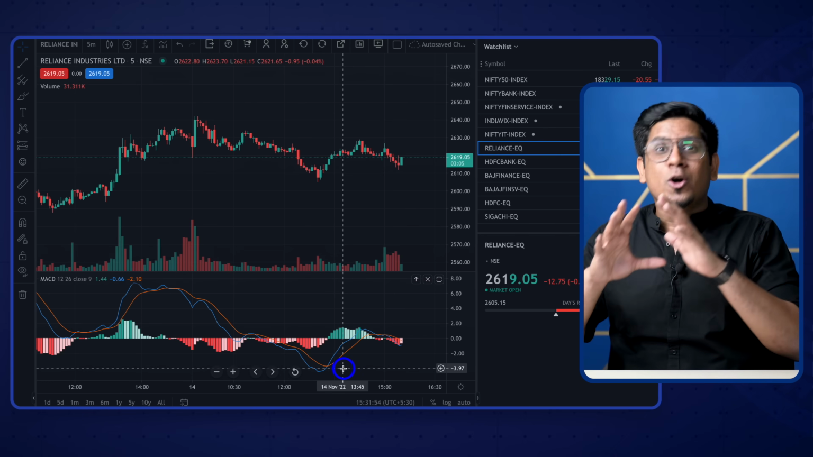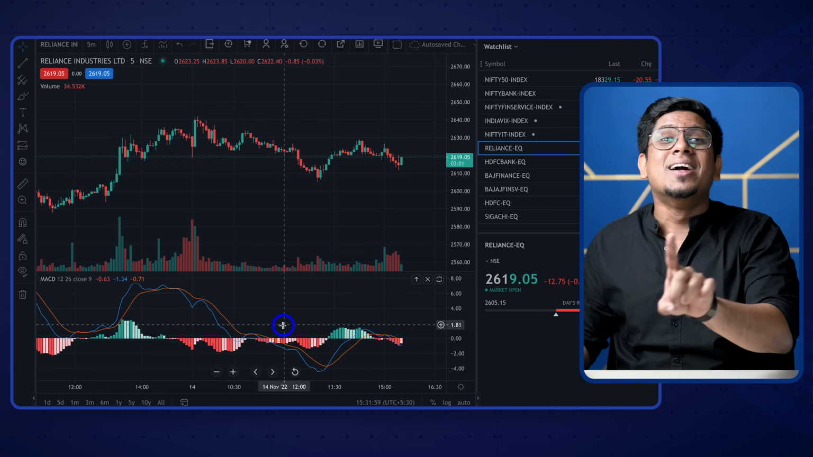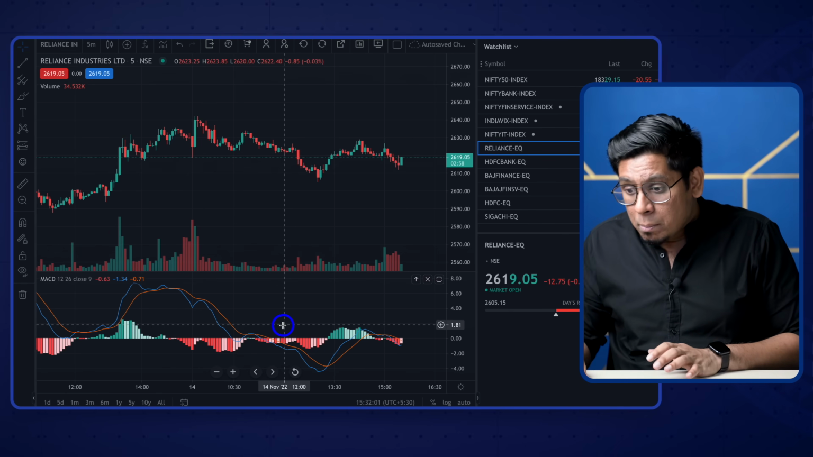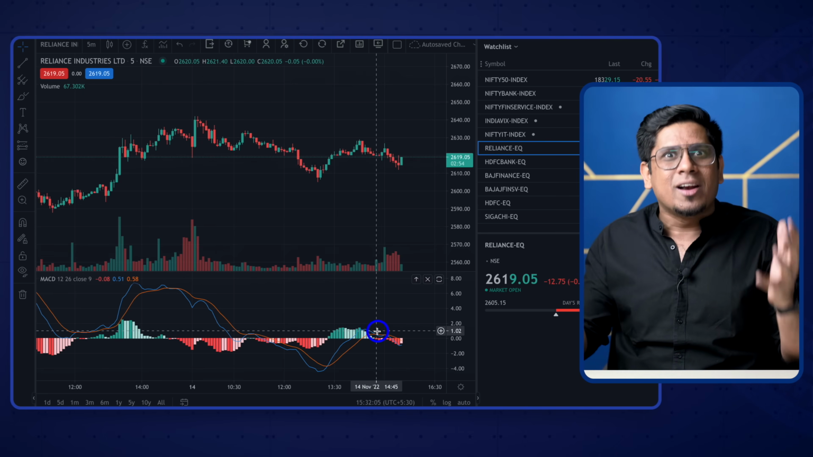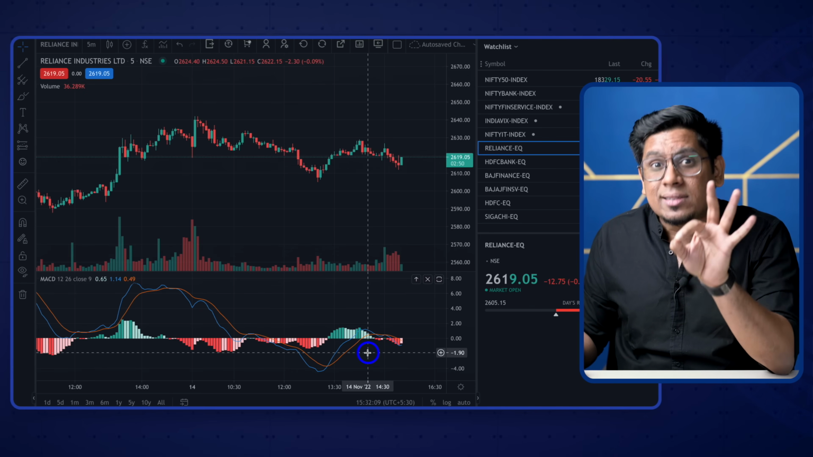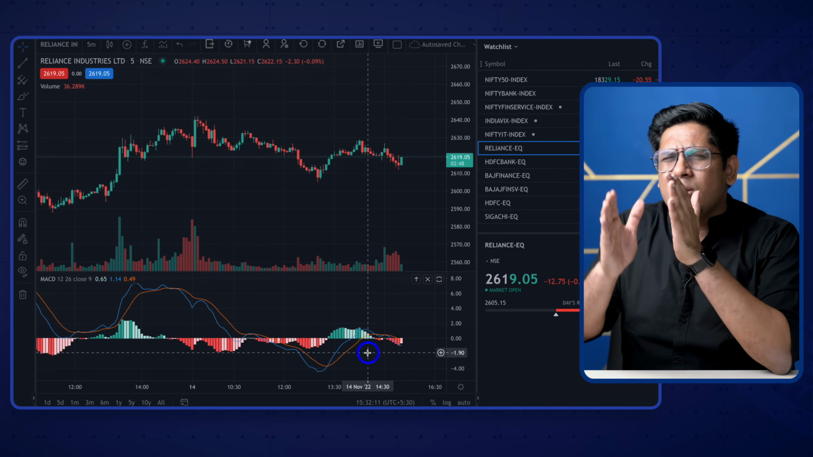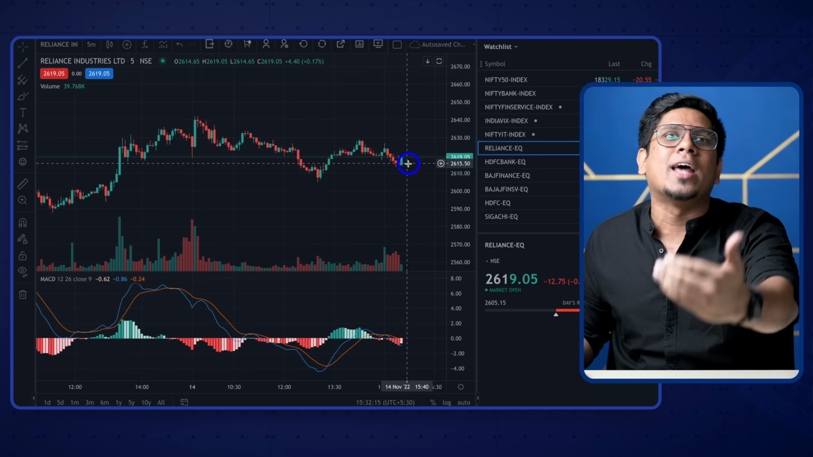Now I know this will all look very gibberish to you. You won't understand this, right? Now that's exactly what we'll learn in the coming videos. I'll teach you. By looking at this mathematical calculation and this graphical pictorial representation, I'll teach you how to analyze this and how to make sense of this so that you can understand what can happen to the movement of Reliance in the coming times.